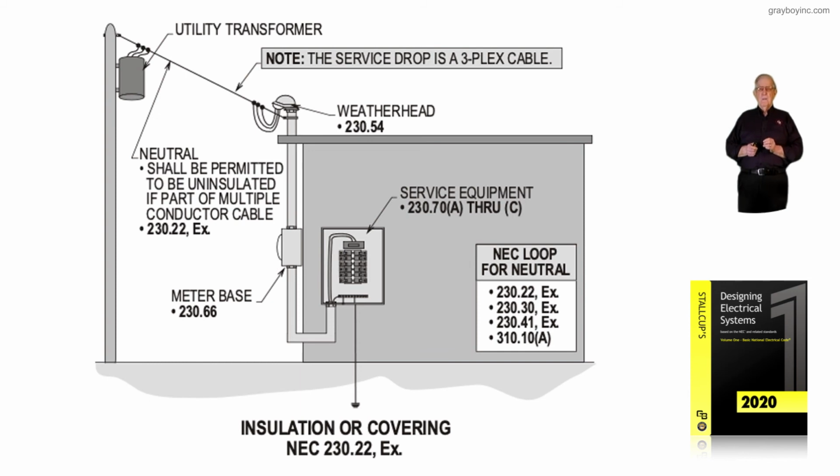Then once again, dealing with the neutral, please make the complete loop. Look at 230.22 exception, 230.30 exception, 230.41 exception, 310.10A, and review the table 250.102C1 and 220.61 that I threw out there. And then you understand just exactly what NEC 230.22 exception is allowing to be done here in accordance with this figure 6-12 little b.